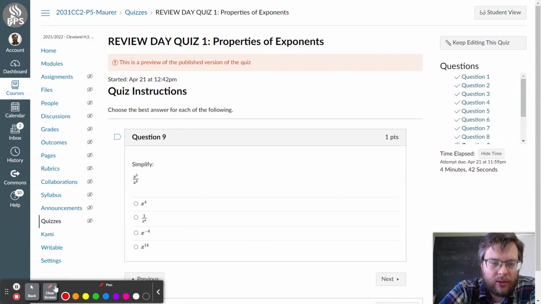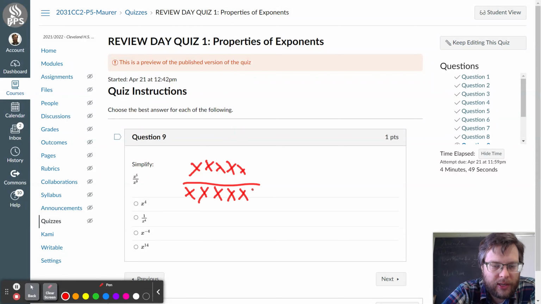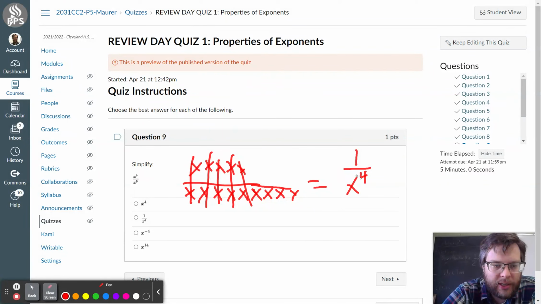Here, if I wrote it all out, I'd have 1, 2, 3, 4, 5 over 1, 2, 3, 4, 5, 6, 7, 8, 9, and then cross out, cross out, cross out, cross out, cross out. There's 4 of them left over on the bottom. So 1 over x to the 4 power, like that.